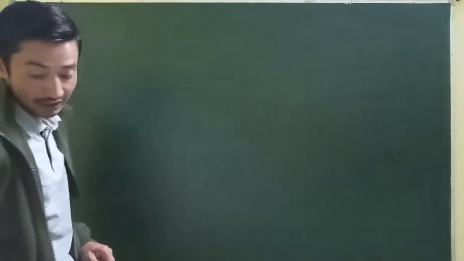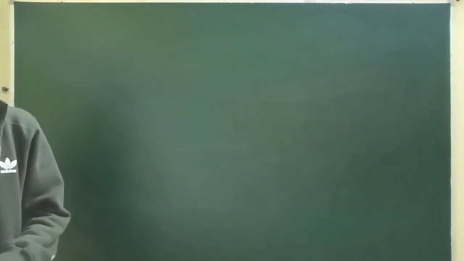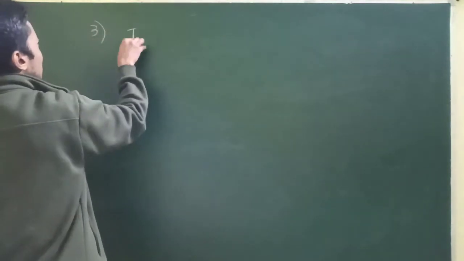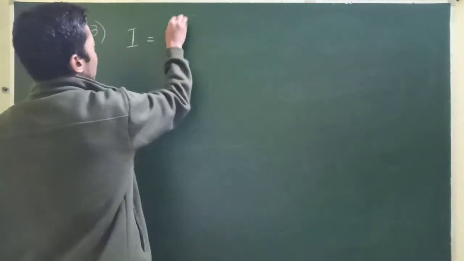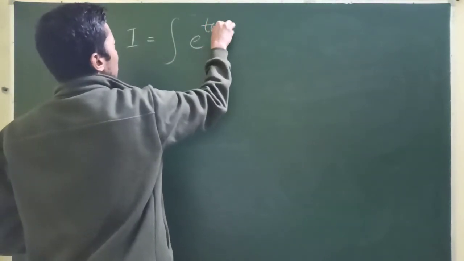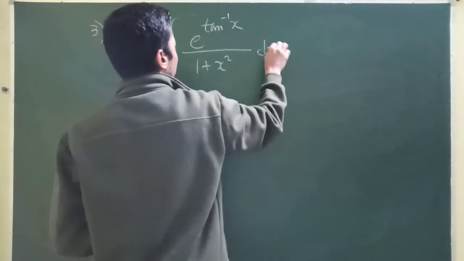Okay, all right, then another one, let's see. Let's do this. That's the third one. I equal to integration of e power tan inverse of x, upon 1 plus x squared, with respect to x.